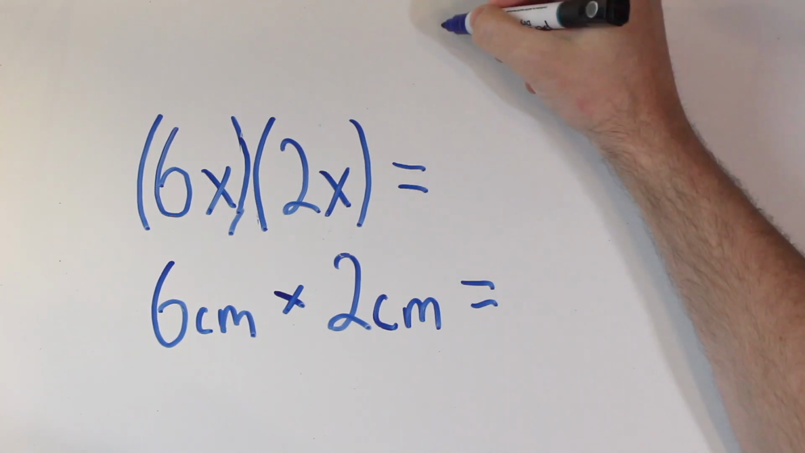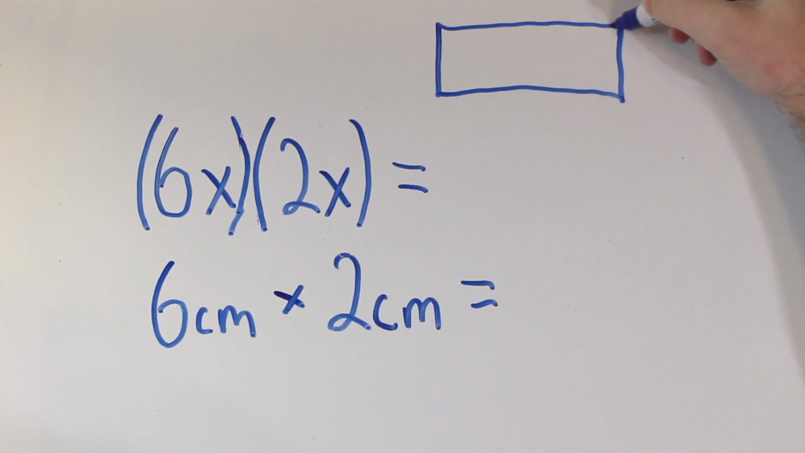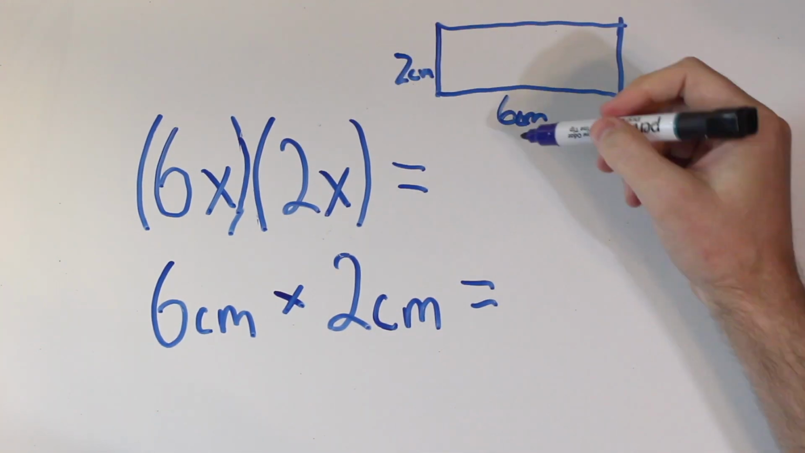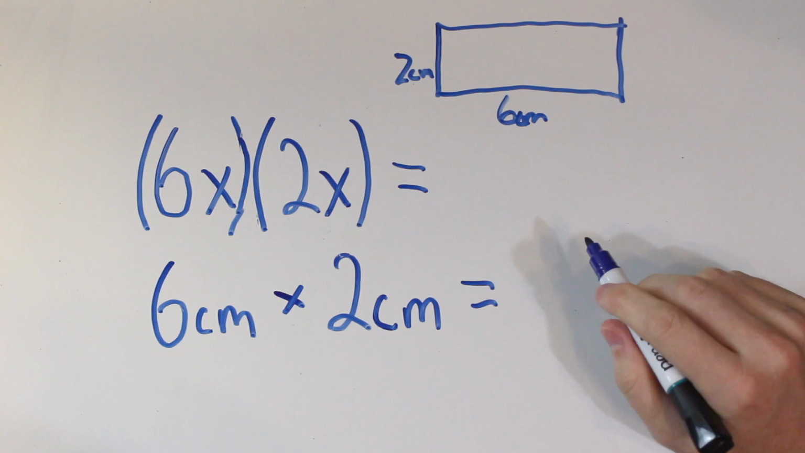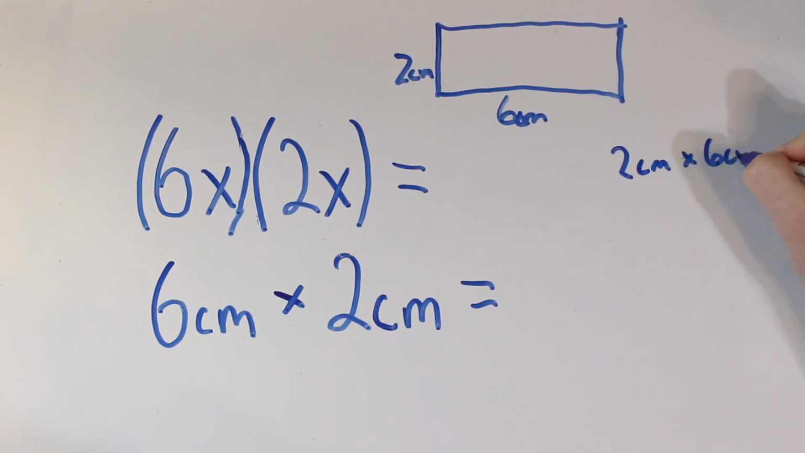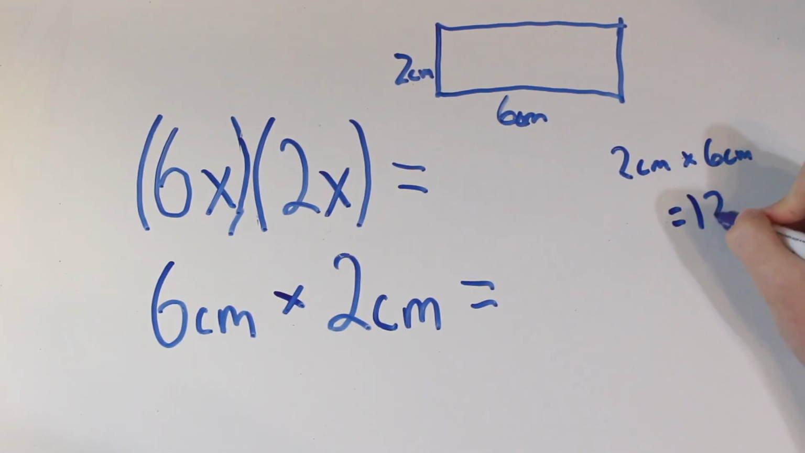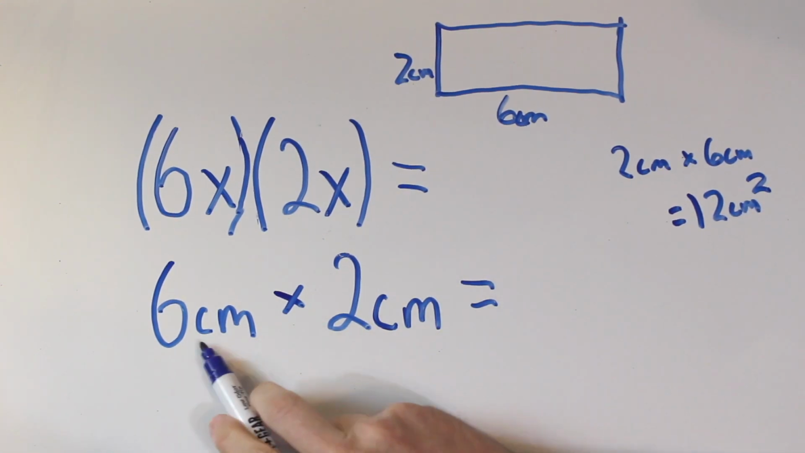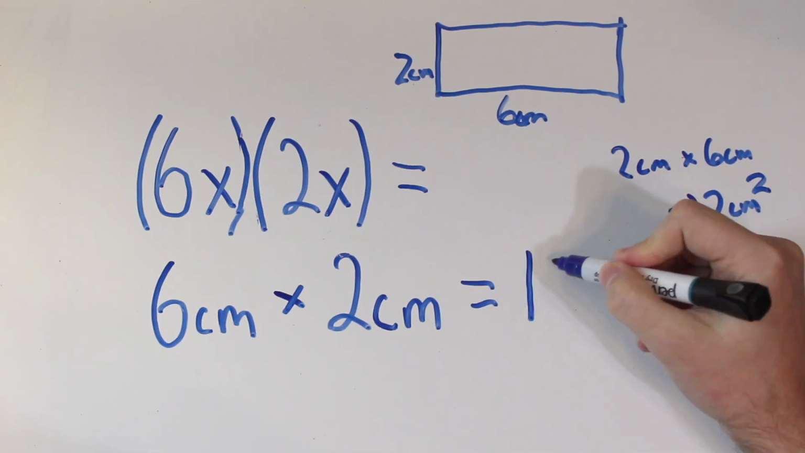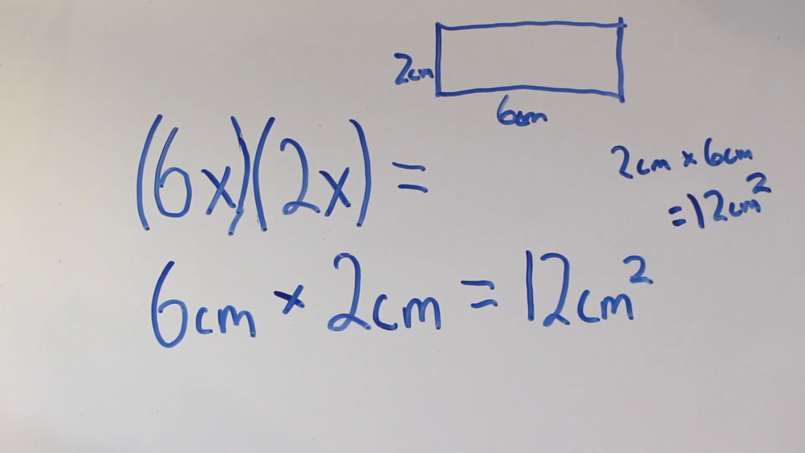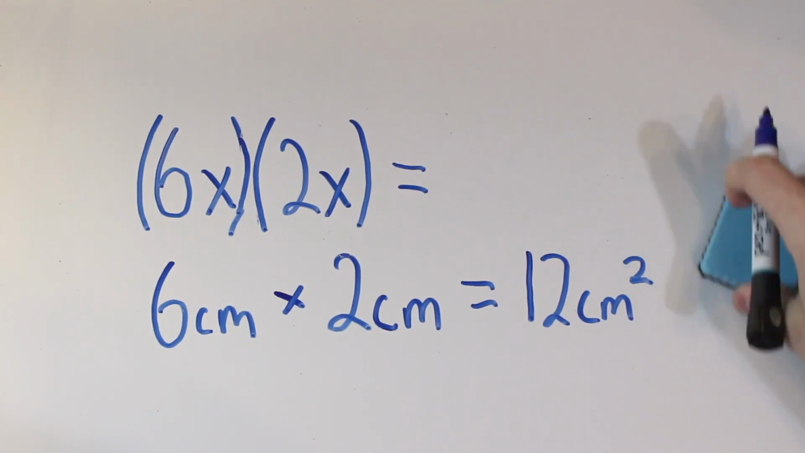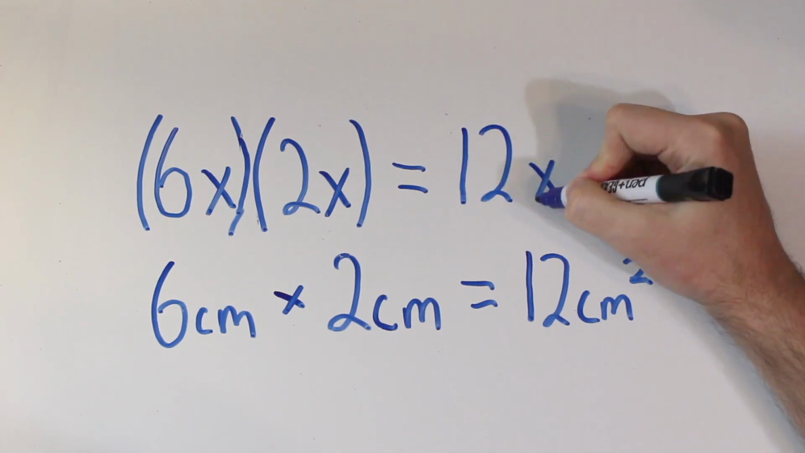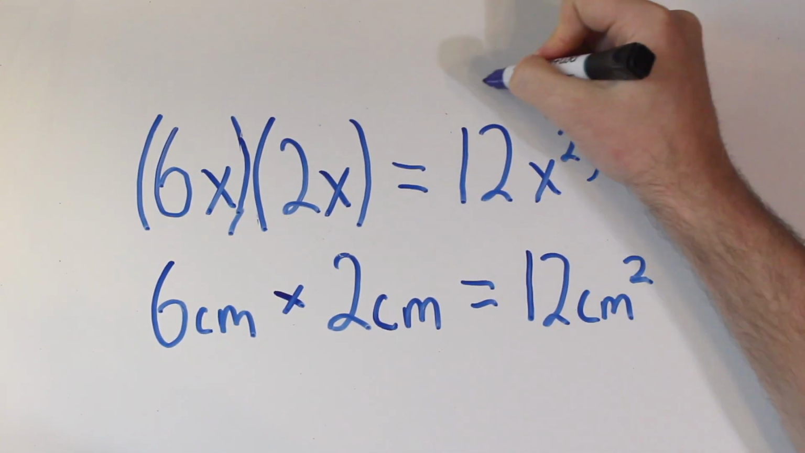How about a rectangle that is 6 centimeters long and 2 centimeters wide? To find the area of this rectangle, you'd multiply the 6 centimeters by the 2 centimeters. And what's the result? Our result is 12 centimeters squared. 6 centimeters times 2 centimeters is 12 centimeters squared. So our 6x times 2x must be 12x squared. There's our answer.